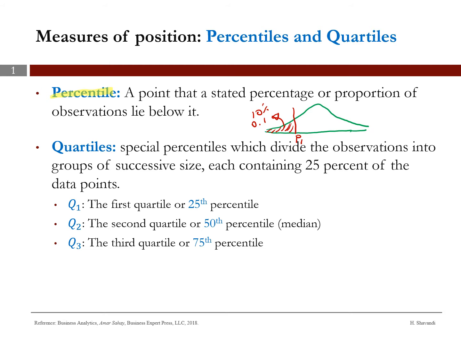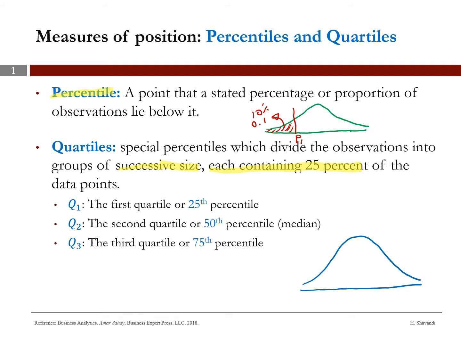So what are the quartiles? Quartiles are special percentiles which divide the observations into groups of successive size, each containing 25% of observations. So this is why we call them quartiles. Here we have three quartiles: the 25th, 50th, and 75th percentile. So, for example, let's say this is our distribution.